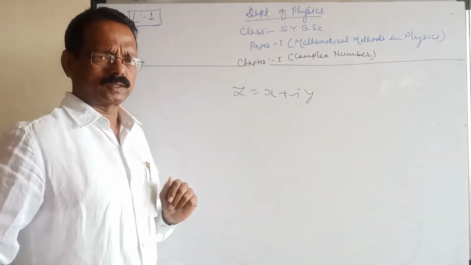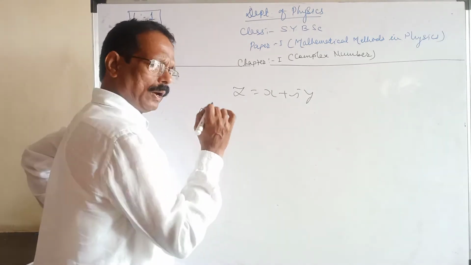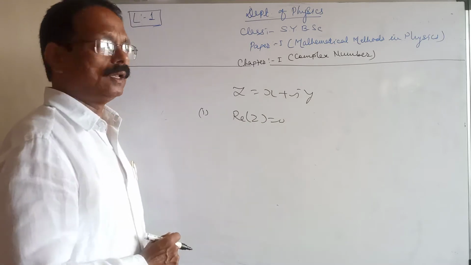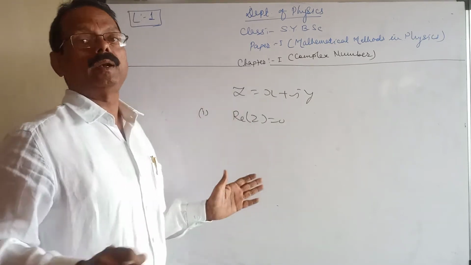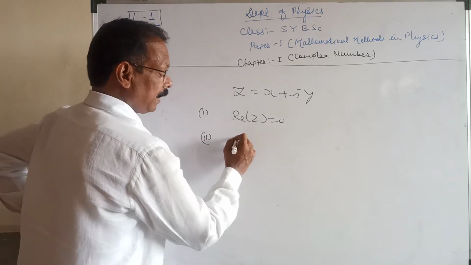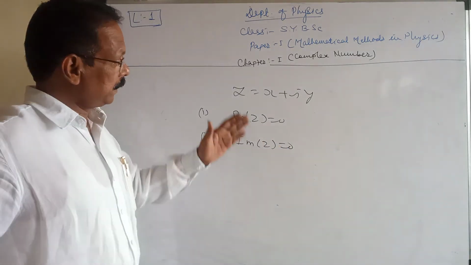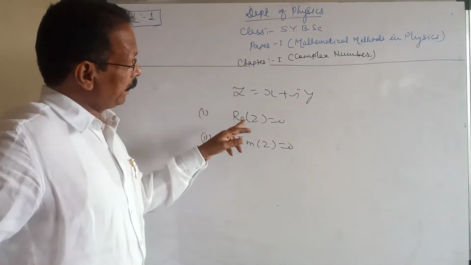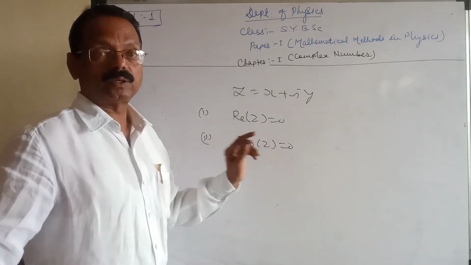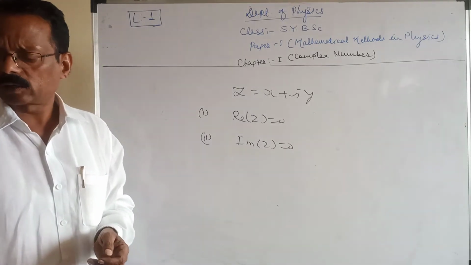Now there are also some special cases. Suppose, in the first case, we are given a complex number whose real part of z is equal to 0. Then there is only the imaginary part, so it is completely imaginary. The second case is if the imaginary part of the complex number z is equal to 0, then it is a real number. So it is also divided into two parts. If the real part of z is 0, it is an imaginary number, and if the imaginary part of z is equal to 0, then it is a pure real number. So these are the two special cases of the complex number.